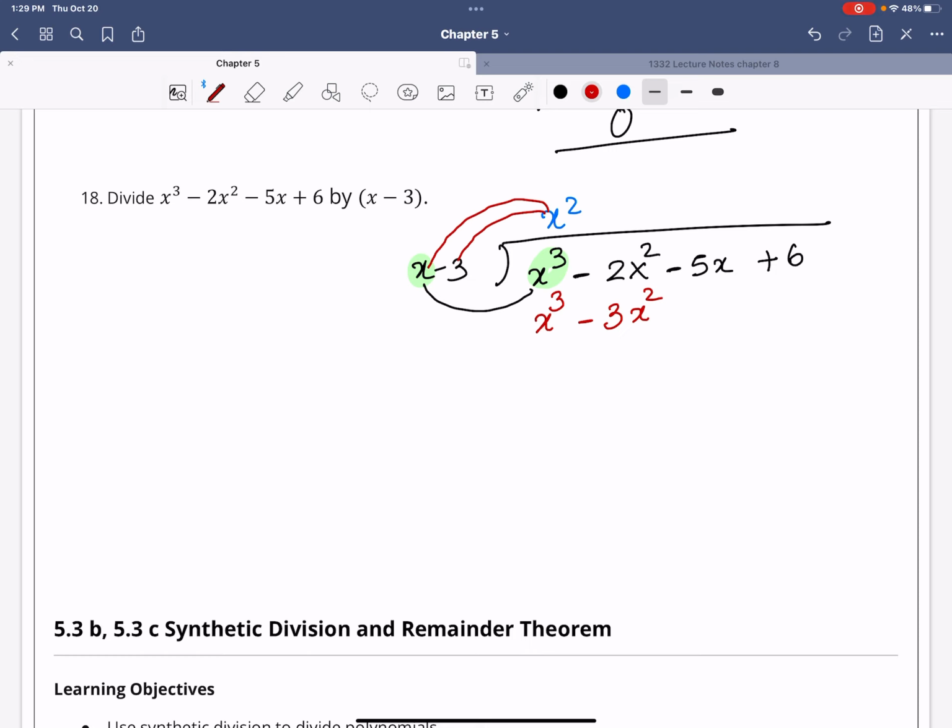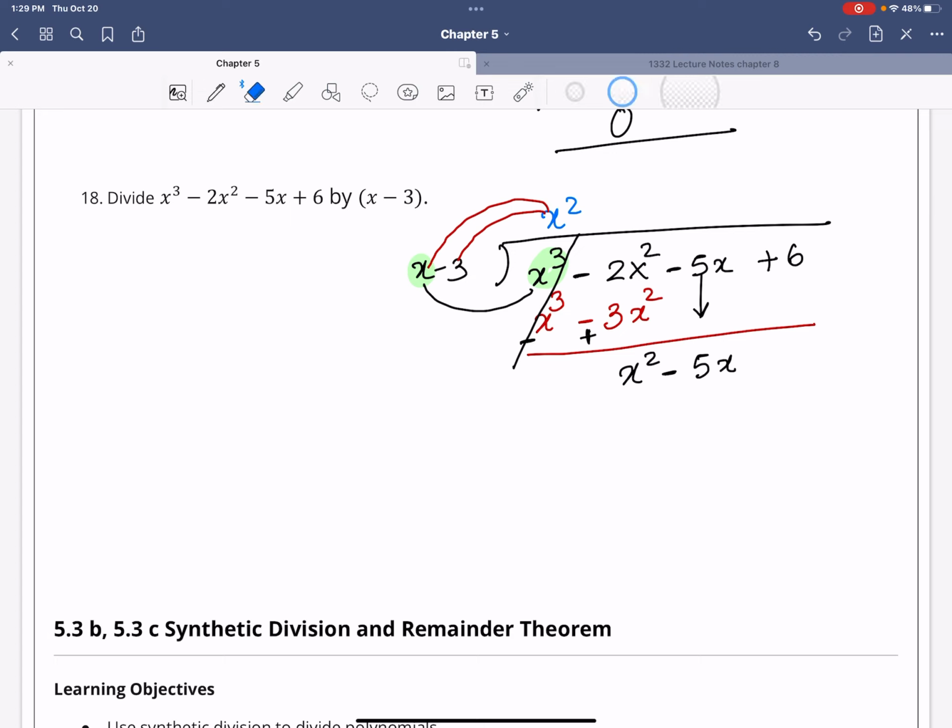Pause the video, see if you understand, and come back to the next step. Once I do that, I subtract. When I subtract, what do you do? Change the sign. Don't forget that. Make sure you write this down somewhere. The first term cancels out. It has to. If not, you're making a mistake. Negative 2x squared plus 3 is x squared, and then you bring the next one down, just like the regular division.